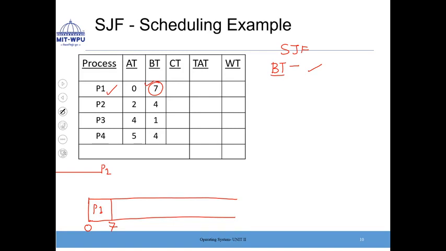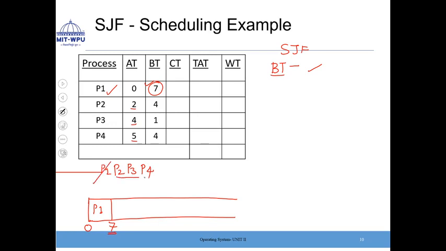Now by the time 7, how many processes have arrived? By the time 7, P2, P3, P4, all processes have arrived. Look at the arrival times of these processes. So let us bring all of them into the queue, P2, P3 and P4. Now P1 has finished its task, so it will be out of the queue.